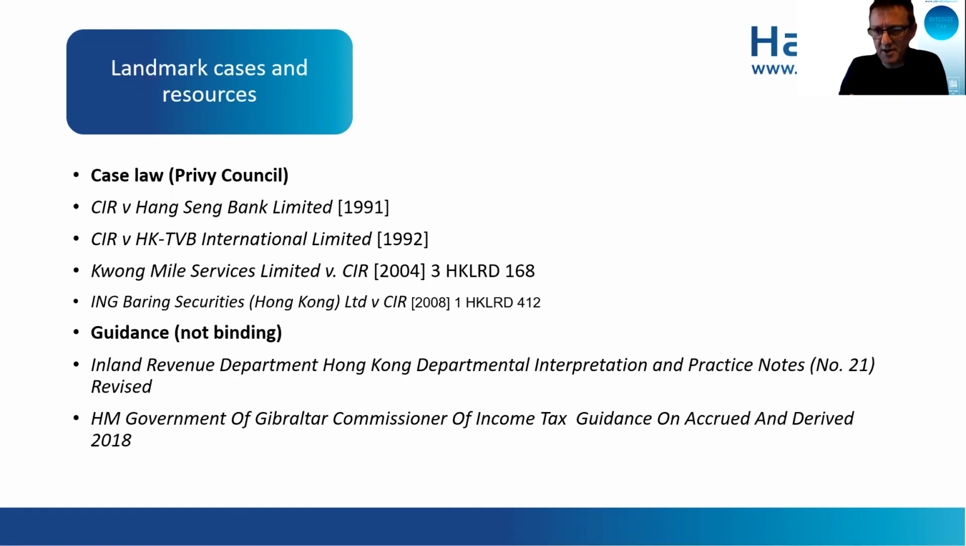There is some very good guidance out there. We should obviously be looking at the Gibraltar guidance primarily. We have a set of guidance notes from the Commissioner of Income Tax, which was published in 2018. If that does not adequately cover the query that you have, then the Hong Kong Departmental Interpretation and Practice Notes number 21 revised is very good, and I would recommend that very strongly to anybody who wants to have an understanding of accrued and derived from outside Gib.